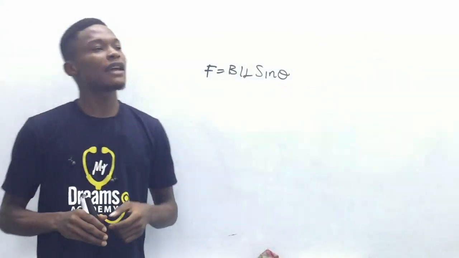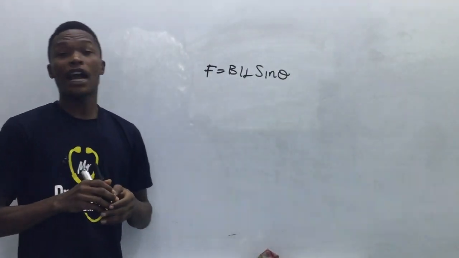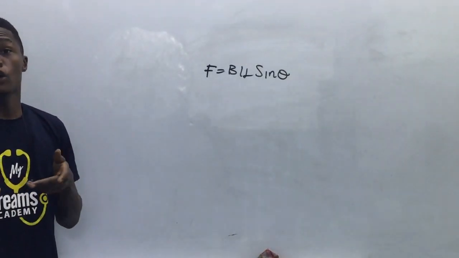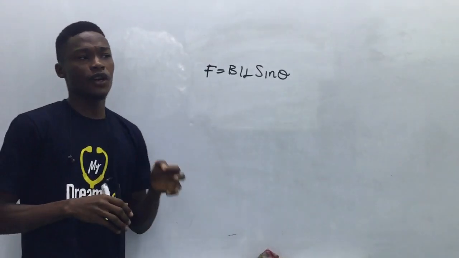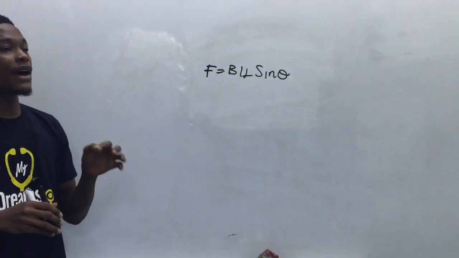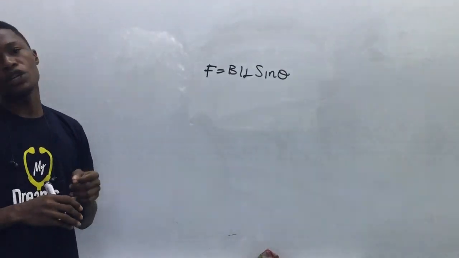Fleming's left-hand rule states that when you keep the thumb, the index finger, and the middle finger of the left hand at right angles to each other, if the middle finger shows the direction of the current and the index finger shows the direction of the magnetic field, then the thumb will show the direction of motion.